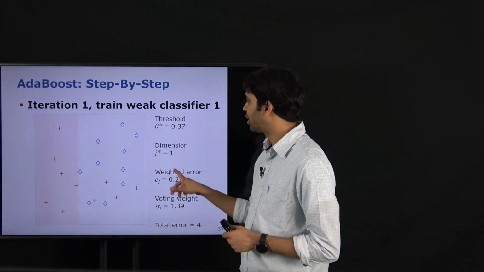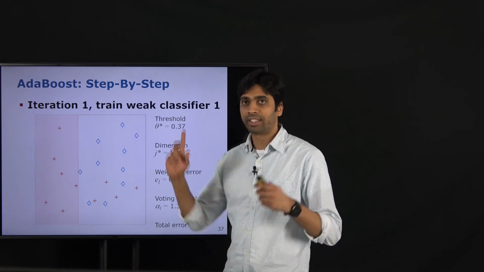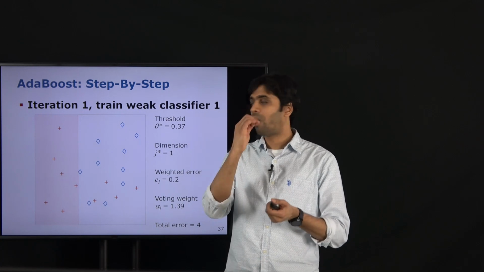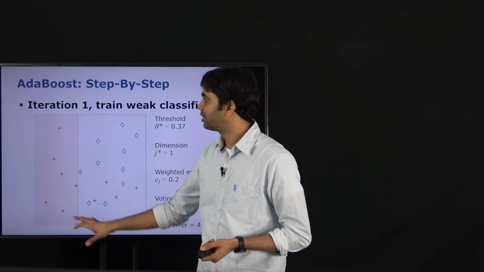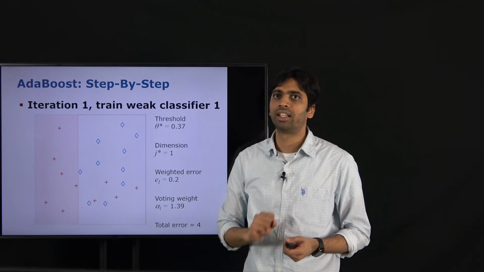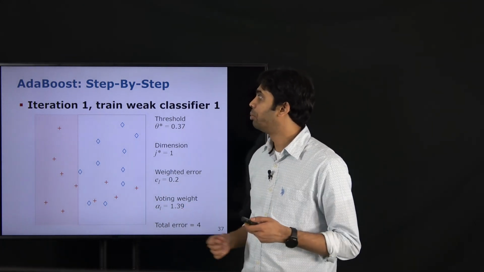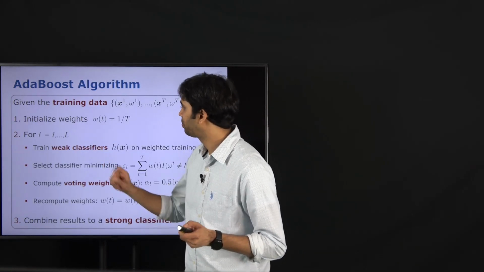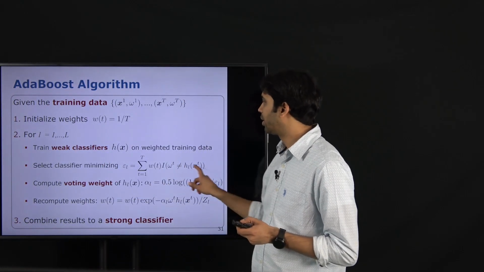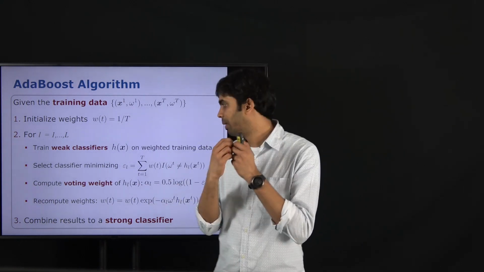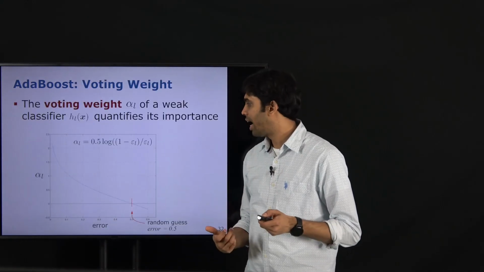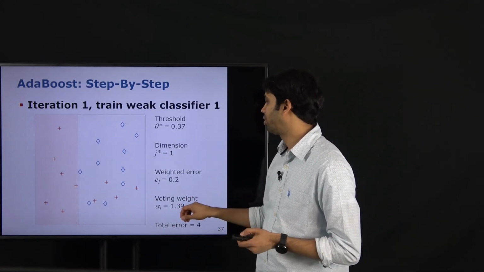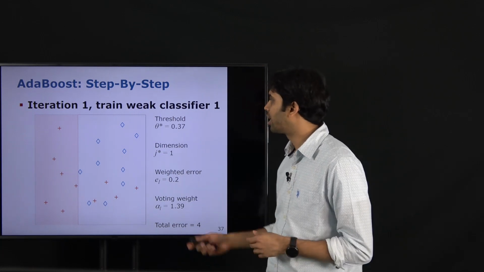Based on these errors, you can of course compute the weighted error, which is this big formula with the indicator function that we saw. Since it's the first iteration, all the examples are equally important, so the weights are just 1. Then you put in your other formula here to get the actual voting weight for that classifier. In this case, it happens to be 1.39, the voting weight that you get for this example.